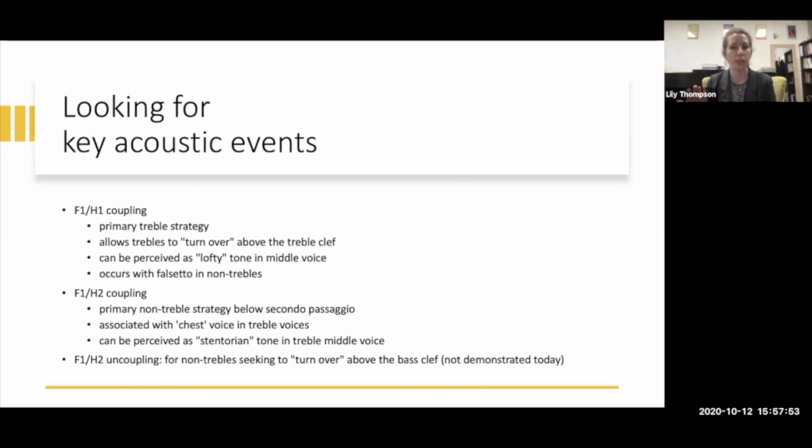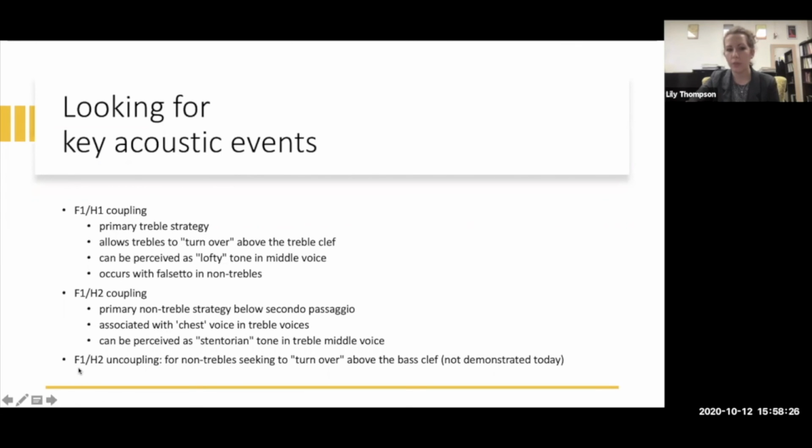So depending on the voice type, depending on the weight of the voice, depending on the color or the timbre of the vocal tone, we can sometimes see either F1-H1 or F1-H2 in the middle voice of a treble. But what's really important is that regardless of that, this F1-H1 coupling, in order to turn over, is really necessary. That's high enough that the F1-H2 coupling is no longer going to be efficient for us. And so that's one of the things that we're going to observe with these next two examples.